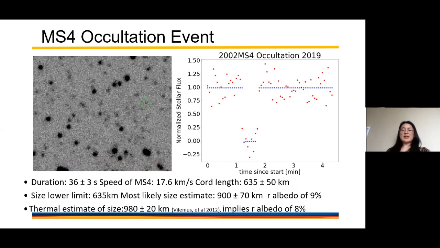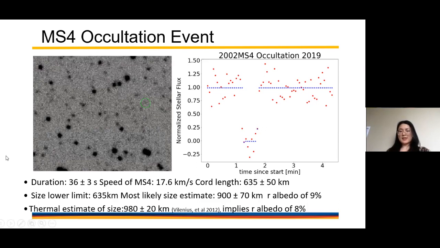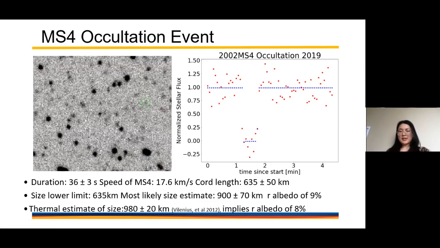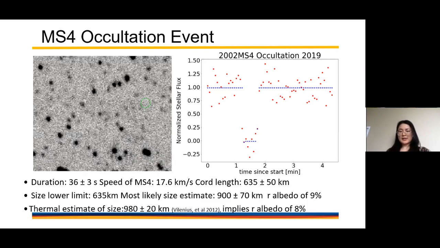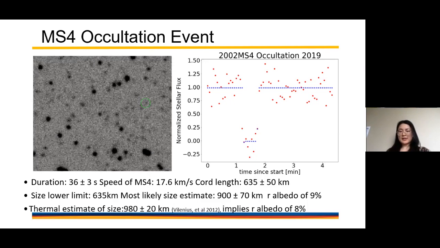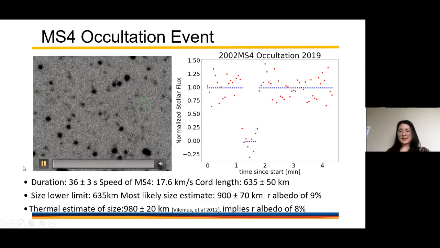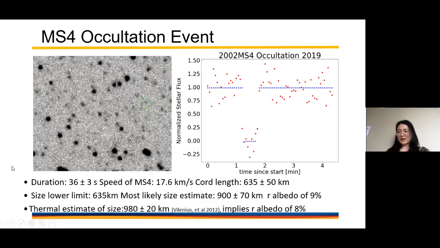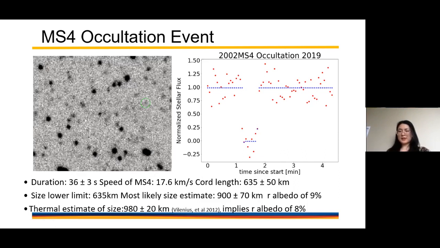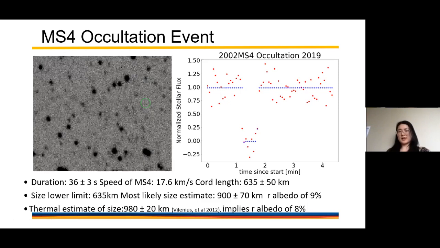In addition to that, I also did an MS4 occultation event. If you can click, I hope, yes, the video is going to play. This is the video of the occultation event. And then we look at the circle and then blop, the star is occulted. It is a star of 15.6 magnitude. And then on the right-hand side, it is the light curve of the MS4 occultation by the star.